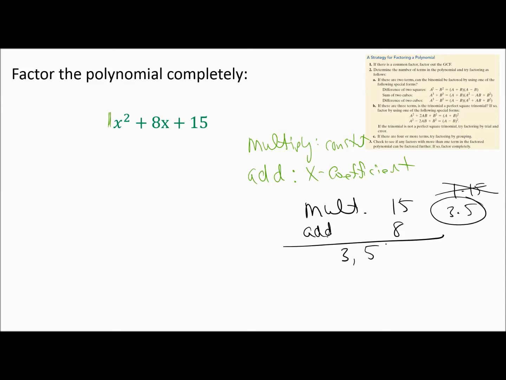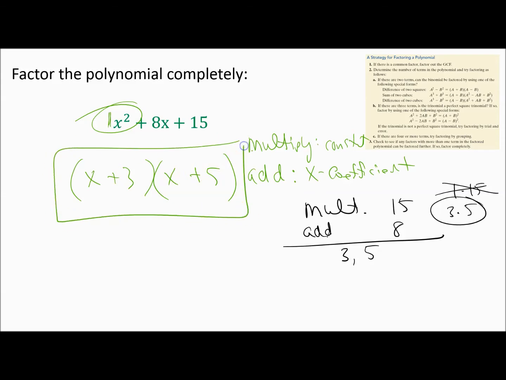Now the next step is, what do you do with those two numbers? Okay, well, write a set of parentheses. These are both plus, so I put plus 3 and plus 5. And then the square root of that goes in the first box. So the square root of x squared is x and x. And this is your problem factored.